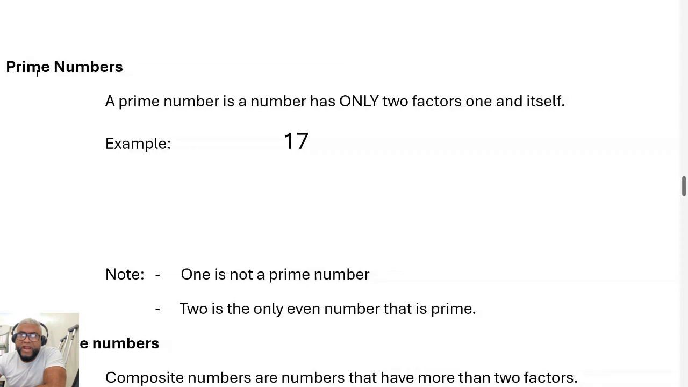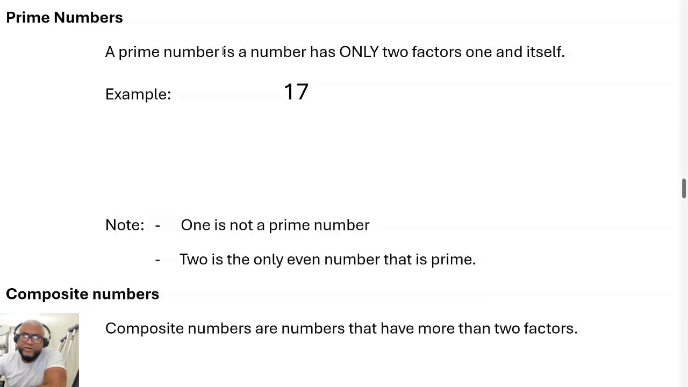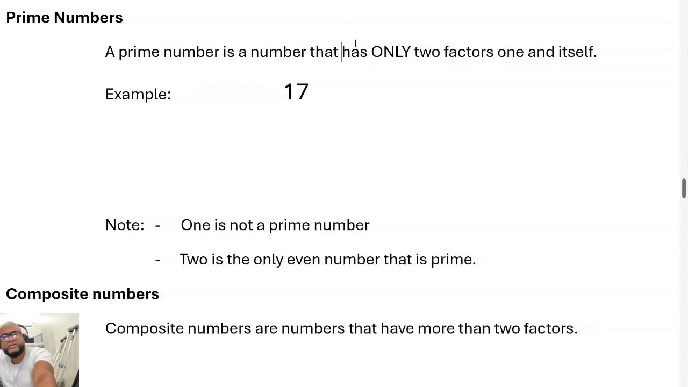So we're going to deal with prime numbers, right? A prime number is a number that has only 2 factors, 1 and itself. So a prime number only has 2 factors, 1 and itself. So 17 is a prime number because the only numbers that can go into 17 would be 1 and 17.